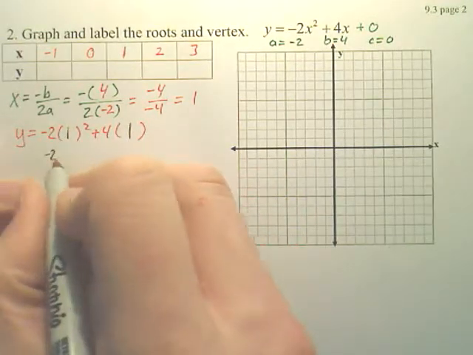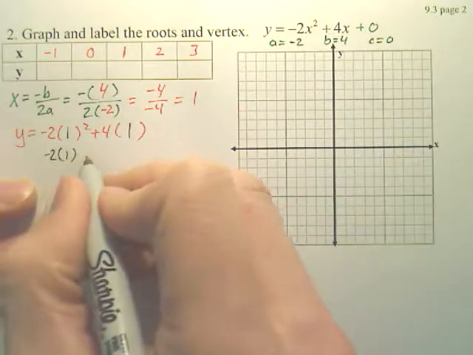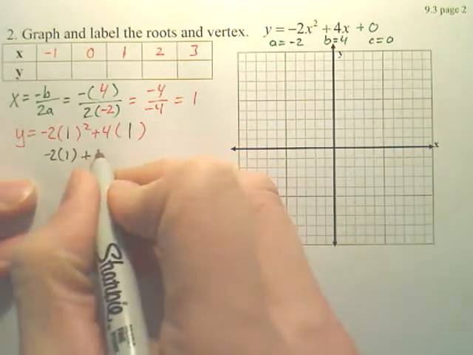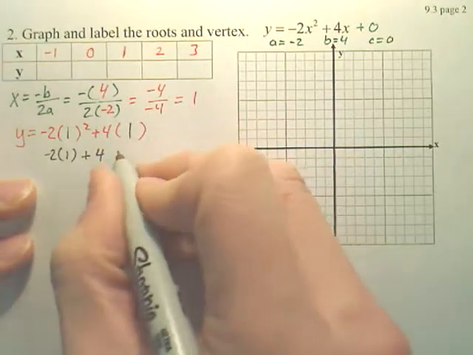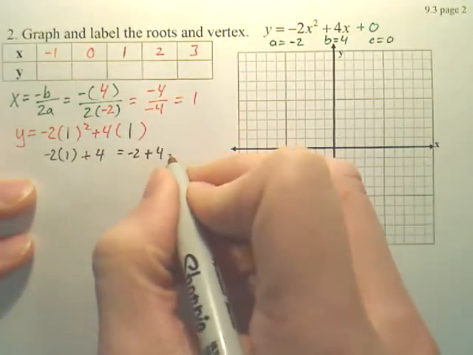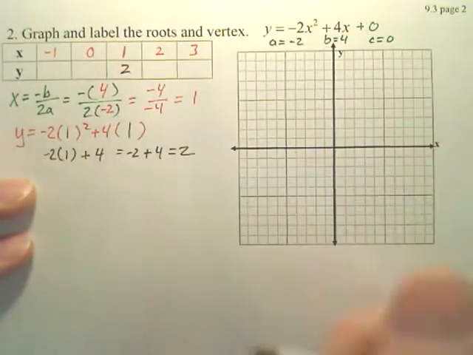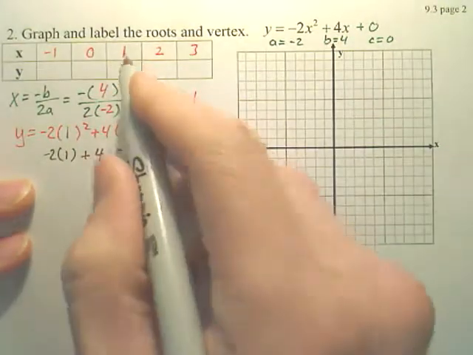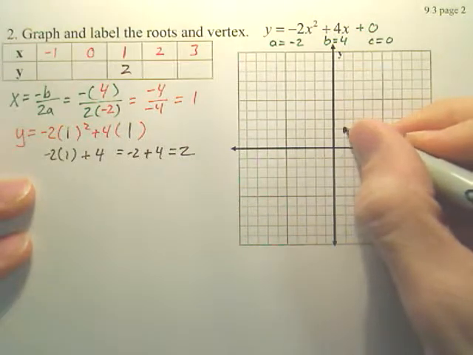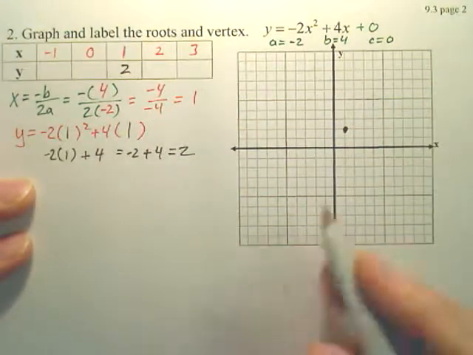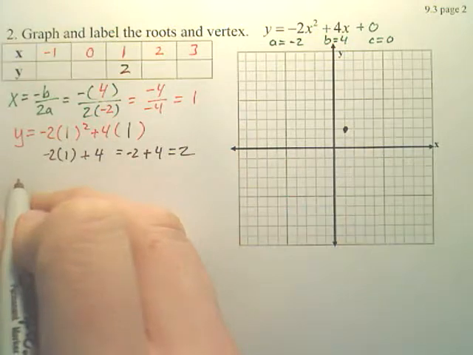So this gives me -2 times, well, 1 squared is 1. 4 times 1 is 4. So that looks like -2 plus 4. -2 plus 4 is 2. So at 1, I'm going to go up 2. So at 1 right here, I'm going to go up 2. Cool. There's my first point.